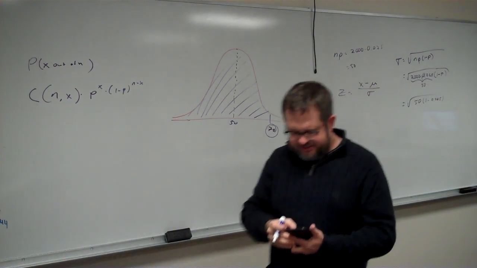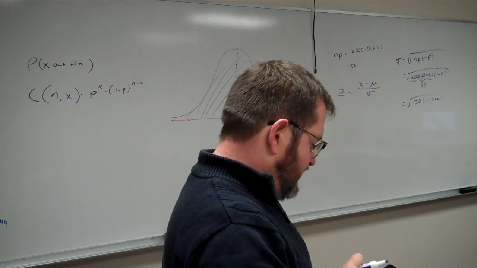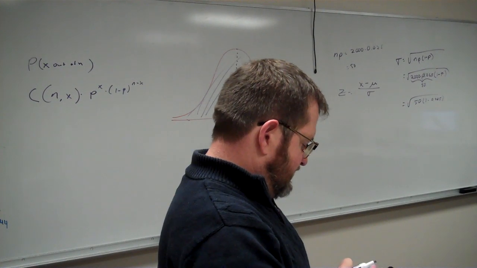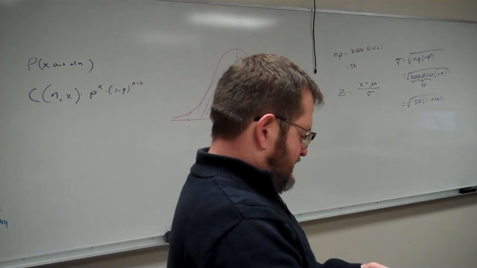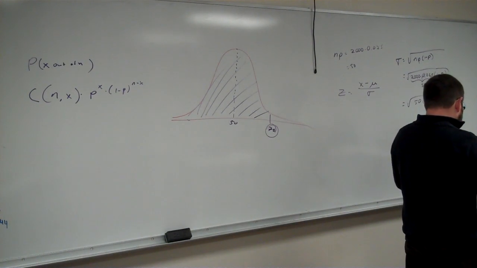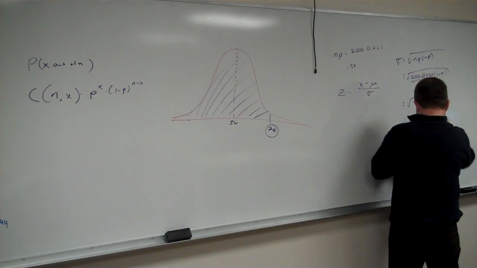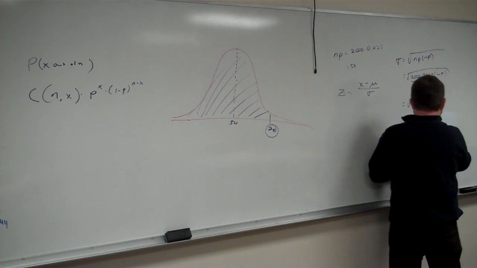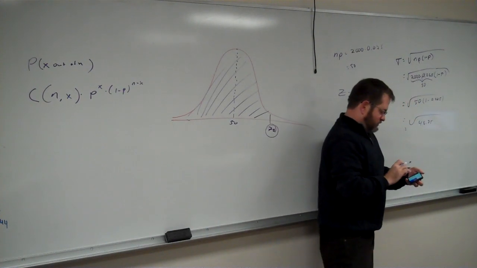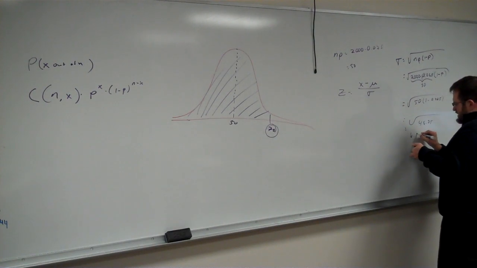Let's see what we got here. 1 minus 0.025 is that, times 50 is that. So this is the square root of 4875. Square root of 4875 is 6.95.